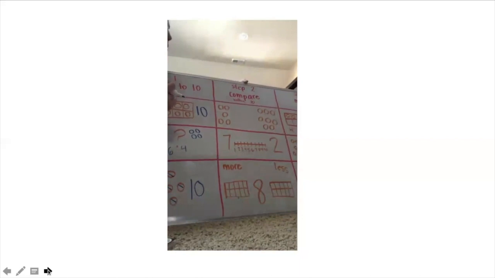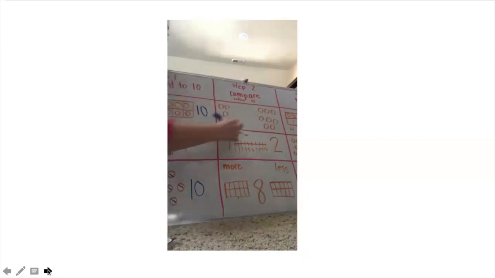Step number 2 is comparing with N10, and we use the words more, less, or fewer to compare with N10. So look up here, without even counting, which side has more, the left or the right? The right side has more, and the left side has less or fewer.